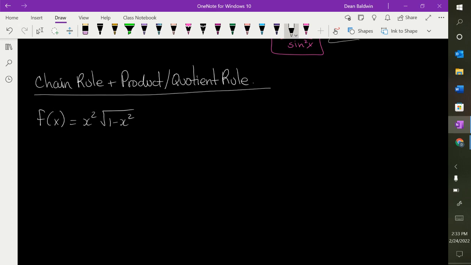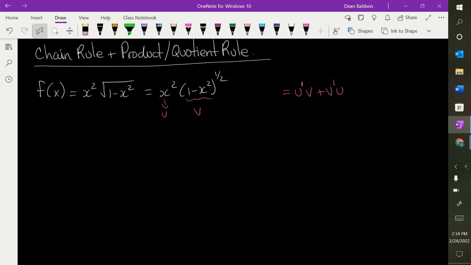Okay, so first of all, you don't want square roots when you're doing derivatives. So I'm going to rewrite this as x squared times (1 minus x squared) to the power of a half. And now you can see it's two functions being multiplied together. I'm going to call this u, and I'm going to call this one v. So we have to use product rule. Product rule says u prime times v plus v prime times u, or whatever order. It doesn't really matter for product rule.